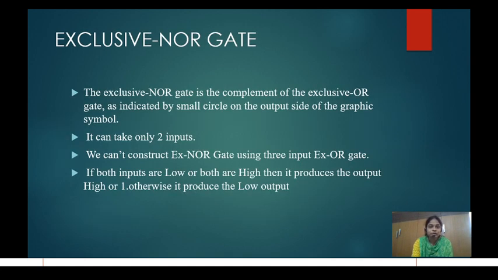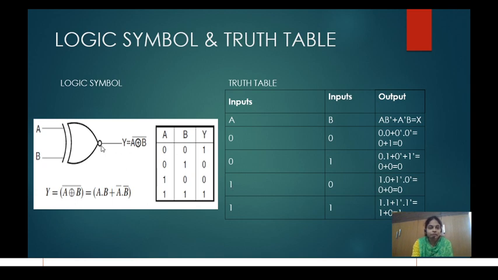Coming to the XNOR gate. The XNOR gate is a complement of the XOR gate, and it is indicated by a small circle outside of the graphical symbol. It will take 2 inputs. Here this is the logical symbol of the XNOR gate. This is the XOR, and you are putting one circle that indicates the NOT gate. When both the inputs are the same, the output will be 1. In remaining cases the output will be 0, opposite to the XOR gate.